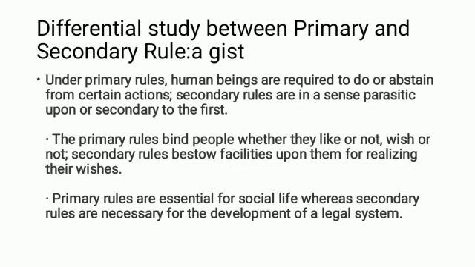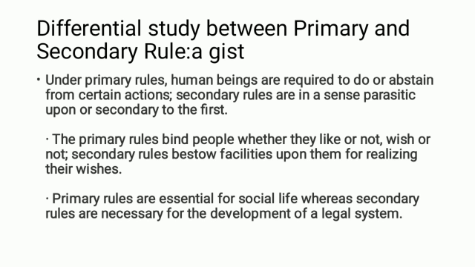Under primary rule, human beings are required to do or abstain from certain action, and the domain of secondary rules are in a sense parasitic upon or secondary to the first. So in the primary rule, human being has to abstain. Abstain matlab to stay away, not to commit certain action. Whereas secondary rules are parasitic upon or secondary to the first. Parasitic matlab it is completely dependent on the primary rule itself.